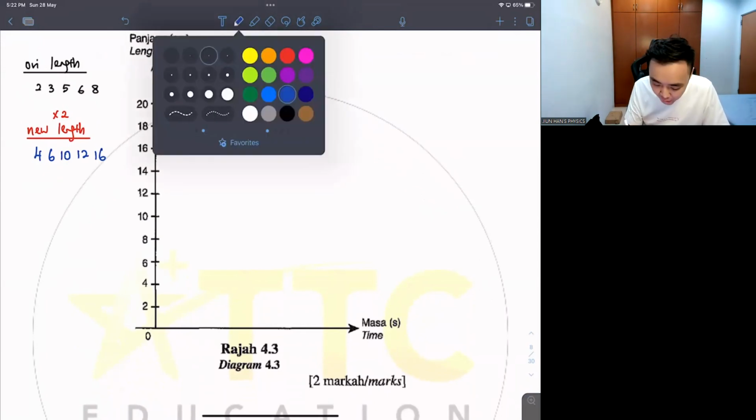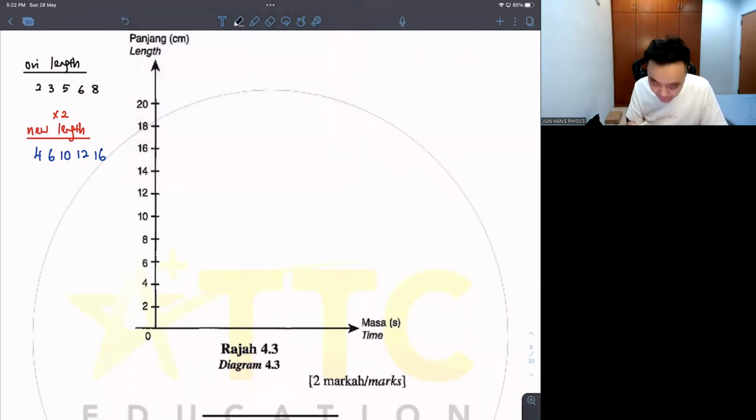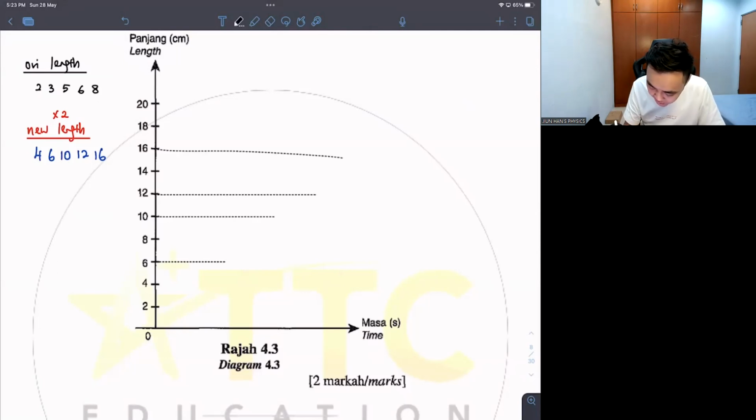Simple. Now, you look at how I draw first before you copy anything. Okay? First one, we draw a 4 cm here. Then after that, we got 6 cm. After that, we got 10 cm. After that, we got 12 cm. And finally, we have 16 cm.